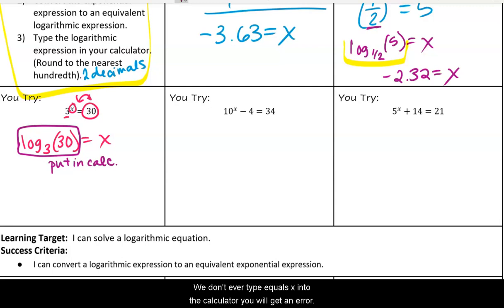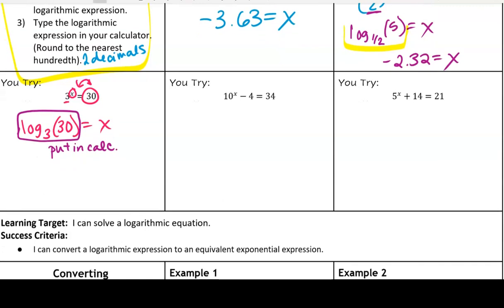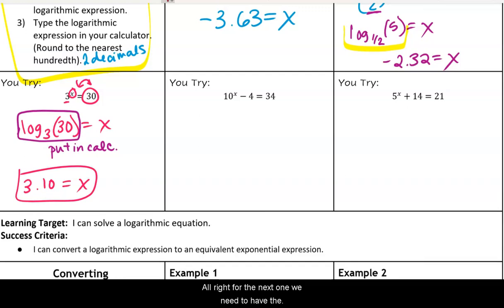We don't ever type equals x into the calculator. You will get an error. All right, so log base 3 of 30, we get 3.09. We said 2 decimals, 3.095, so we're going to round that up to 3.10 equals x.